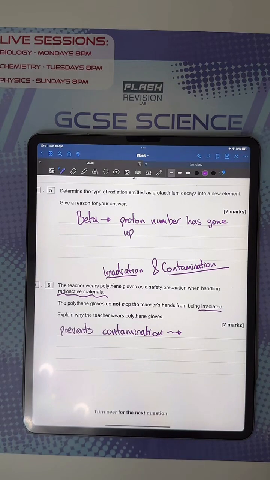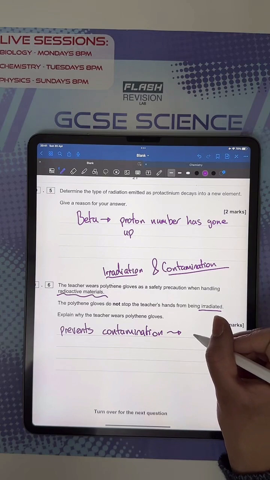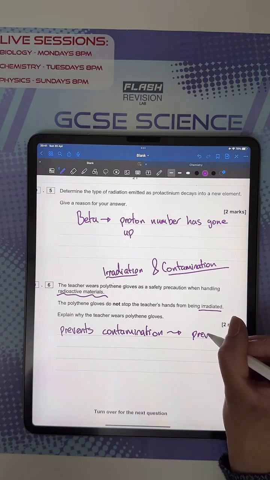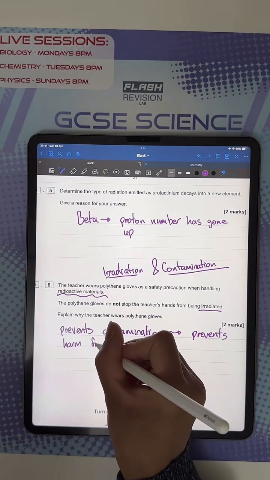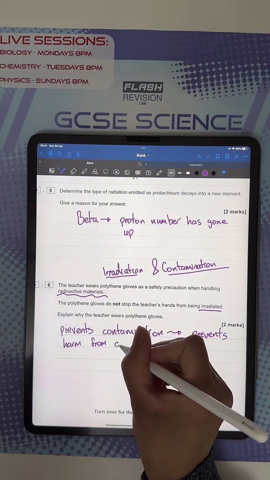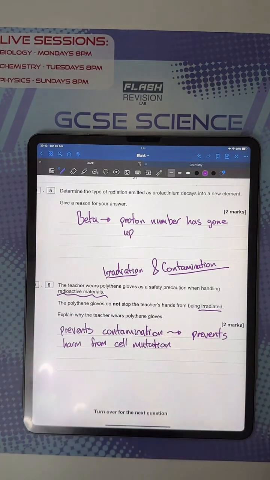Harm cells. Yes. There's a better word than harm cells. Does something to cells. It begins with M. You can say ionize as well. You can say mutates. That's what I was looking for. Prevents contamination, which prevents harm from cell mutation. Or you can say damage from cell mutation. Something like this. Yeah, good. So that's our 2 marks there.